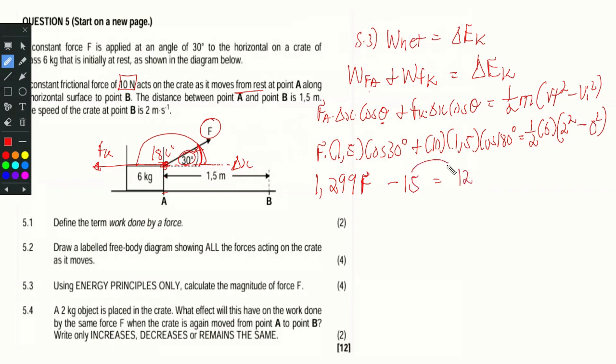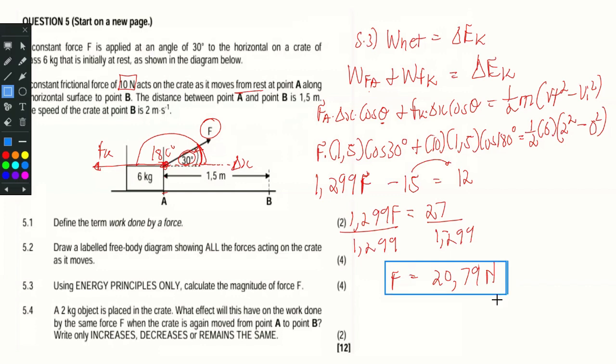Now we can take the negative 15 over to this side. That's 1.299F is equal to 12 plus 15. If we transpose it, it changes the sign. Then we have 27. Divide both sides by 1.299. So F is equal to 27 divided by 1.299. So this is going to give us 20.79, right? Or yes, 2 decimal places, 20.785. So that's 20.79 newtons.